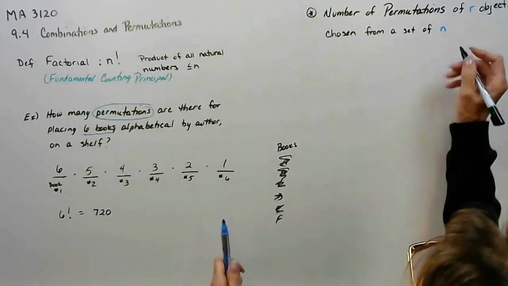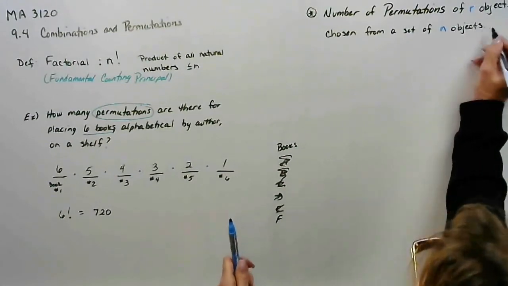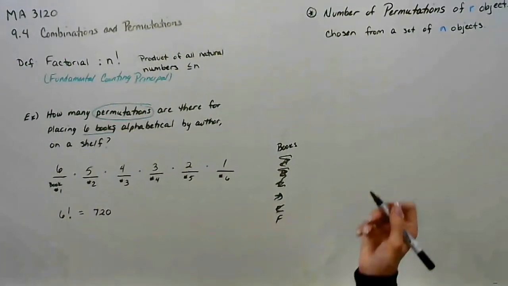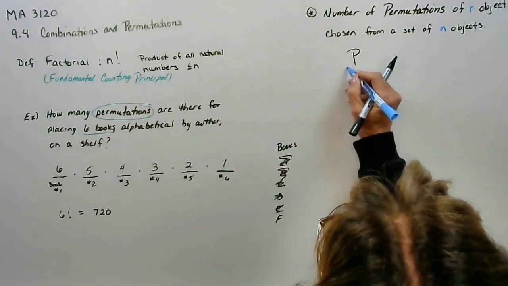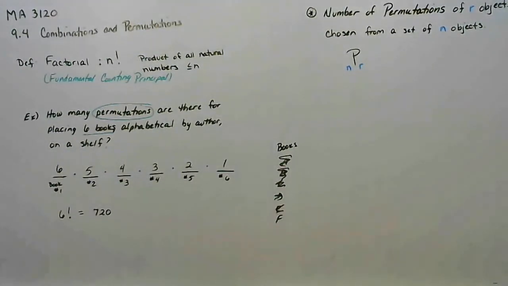N represents a natural number, a counting number, because we're counting how many things. So a way we might read this is: the permutations out of N objects chosen R at a time. So we have a formula for that.